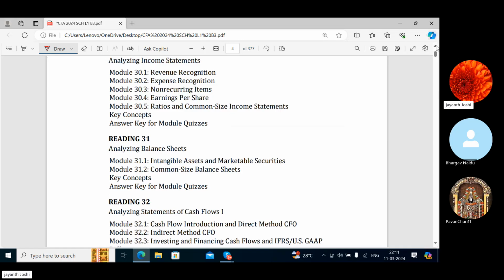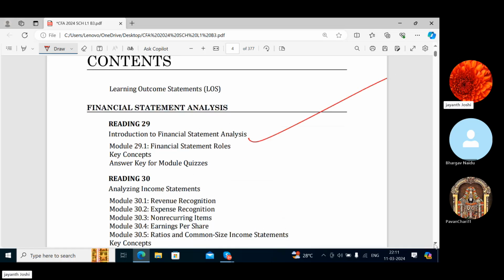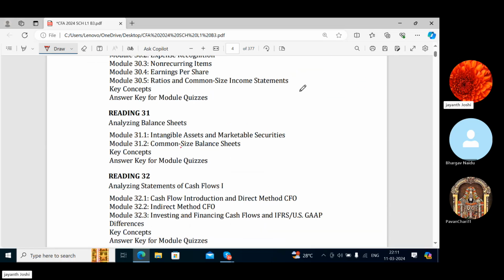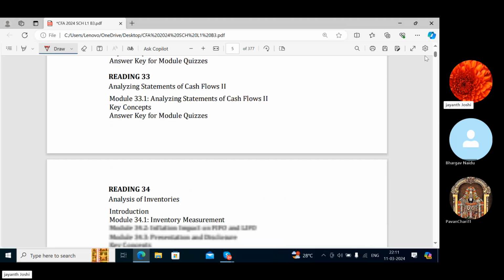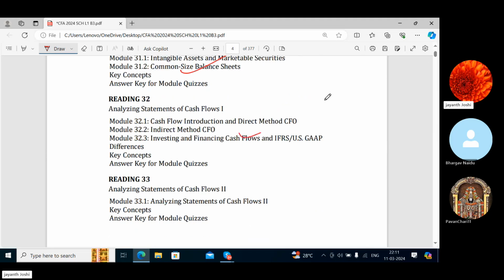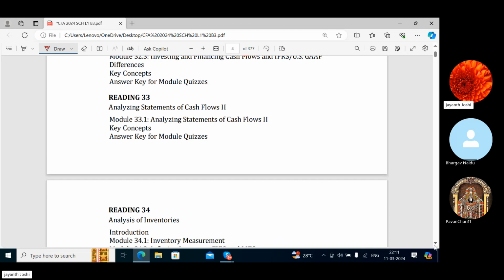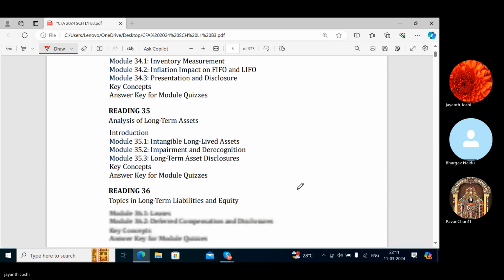Okay. So what have we done? We have done financial statement analysis. Balance sheets are done. Next, we will do cash flow, right? Cash flow, two topics are there. By tomorrow I will finish this.